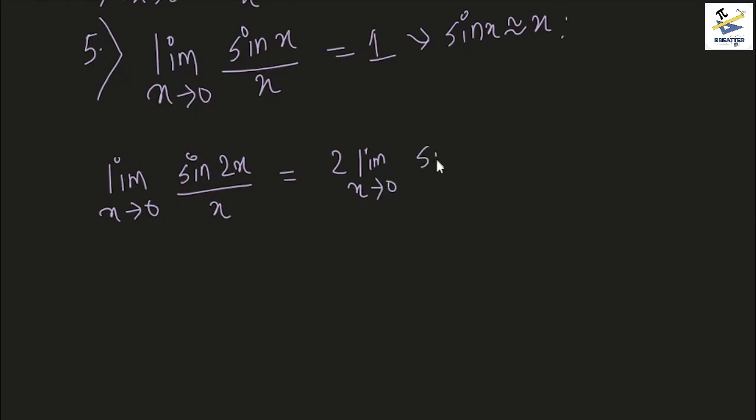So we can write this as sine of 2x by 2x, which equals 2, right?